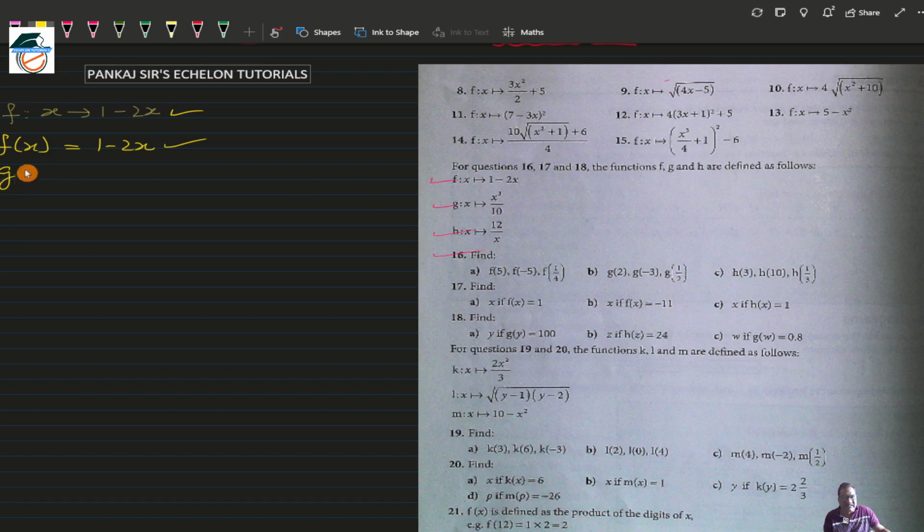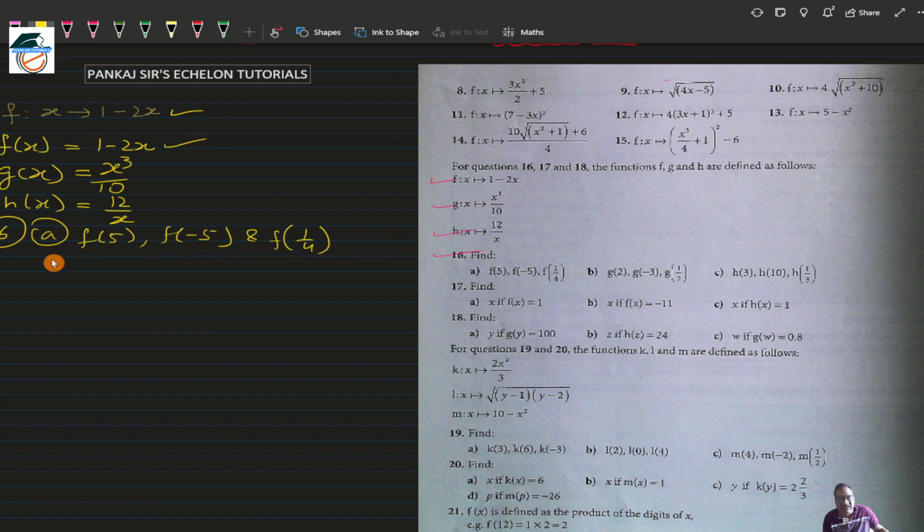Similarly, this g of x will be equal to, it is x cube upon 10, I suppose. Yes, it is x cube upon 10. Okay, and h of x is given as 12 upon x, right? So question number 16 says that find 16a. 16a says that find f of 5, f of minus 5, and f of 1 by 4.